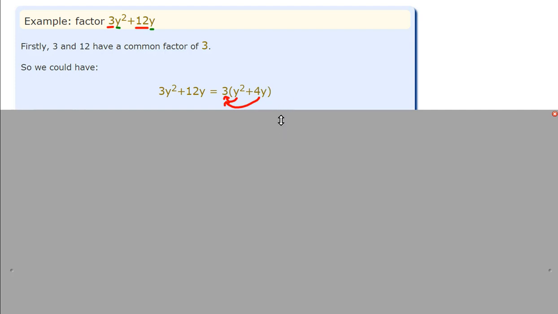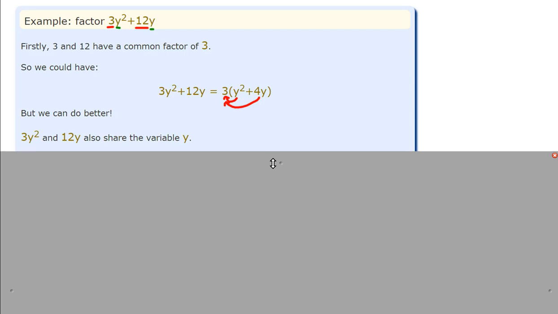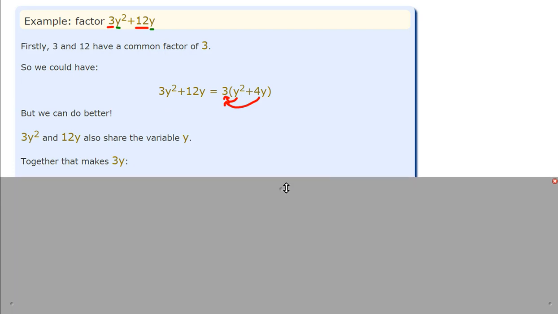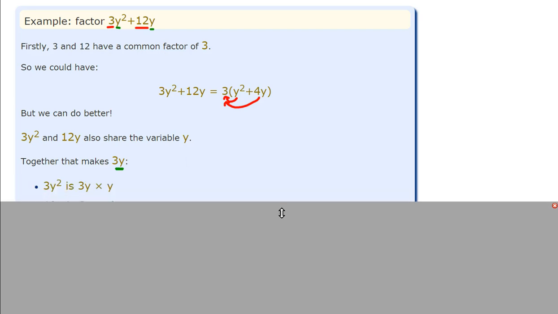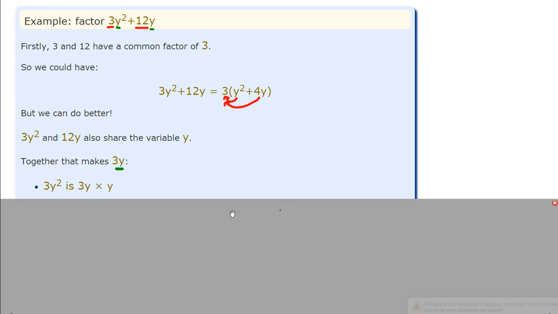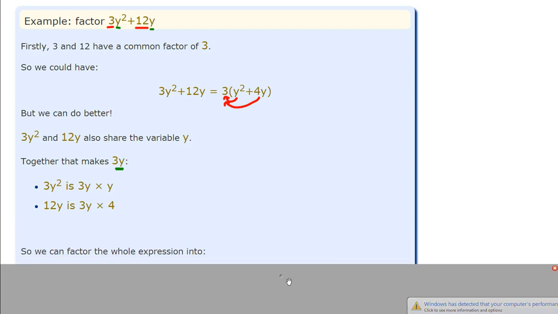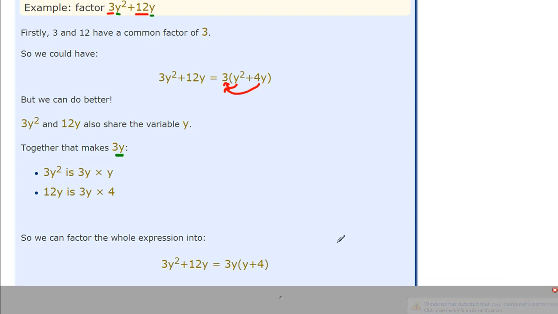Both of these things have a y that we can pull out. We can do better. So they also share that variable y. And so what we want to do is we're also going to divide that out. So 3 and a y makes 3y. We can divide 3y out of each of those terms. So 3y squared, we say, okay, that's 3y times y. And 12y is 3y times 4. So I can actually pull out that 3y.